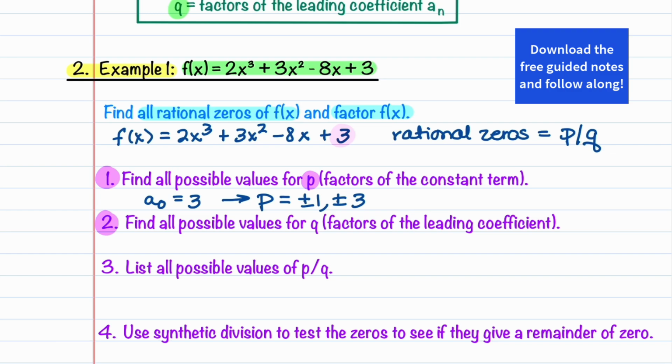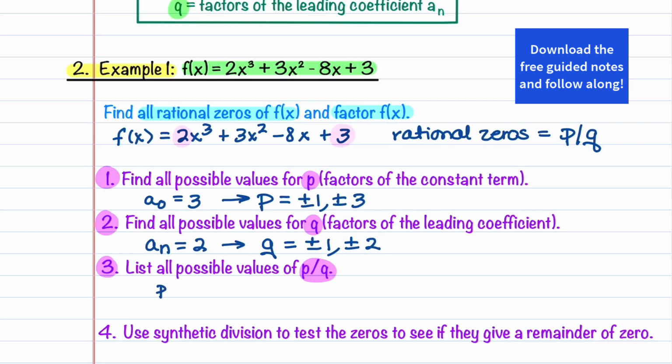Now let's go to the second step. In this step, we're going to find all possible values for q, where q is the factors of our leading coefficient. Our leading coefficient a sub n is equal to 2. Let me highlight that. That's right up here. And then q contains the factors of 2, and that's going to be plus or minus 1, plus or minus 2. What we're going to do next is list out all possible values of p divided by q, because those are our possible rational zeros.